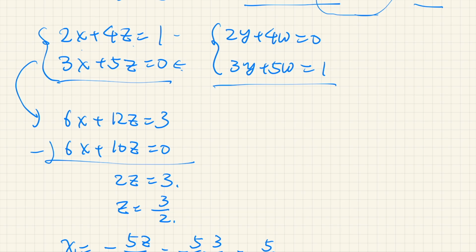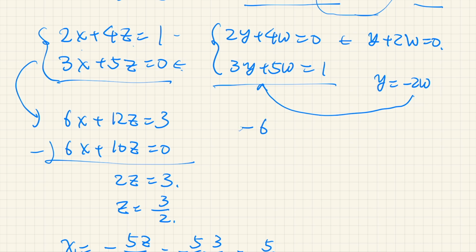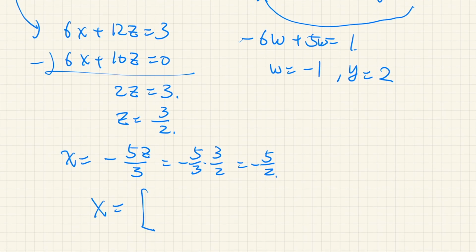And from this one, we get y plus 2w equals 0. So y is equal to negative 2w. Let's substitute this into here, we get negative 6w plus 5w equals 1. So w is equal to negative 1 and y is equal to positive 2. Therefore, X is: x is negative 5 over 2, y is 2, z is 3 over 2, and w is negative 1.